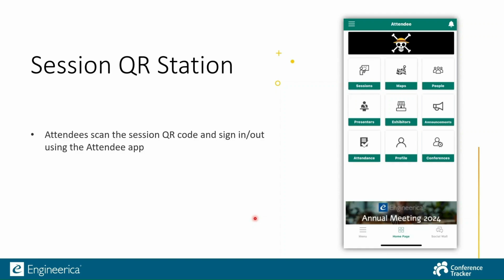Now, these are equipped to handle some traffic flow issues. If you have back-to-back sessions, no problem. The app is going to give attendees the option to choose which session they want to sign in and out of. And you can also set an early sign-in or late sign-out window, with the default being 15 minutes, meaning that attendees can sign in as early as 15 minutes before the event or as late as 15 minutes after the event. Otherwise, those swipes will not be counted as valid.